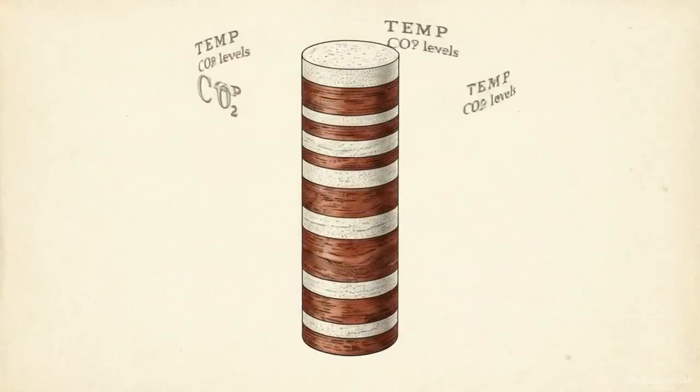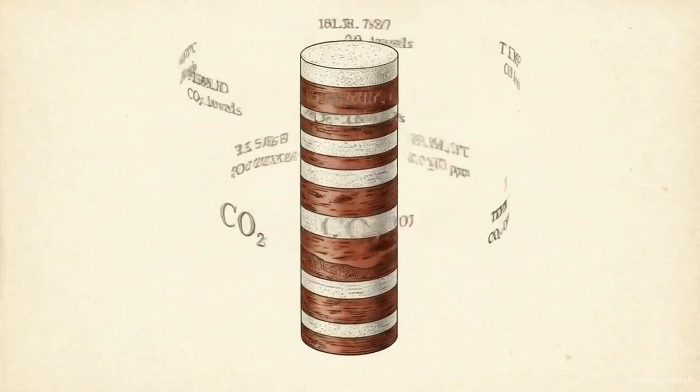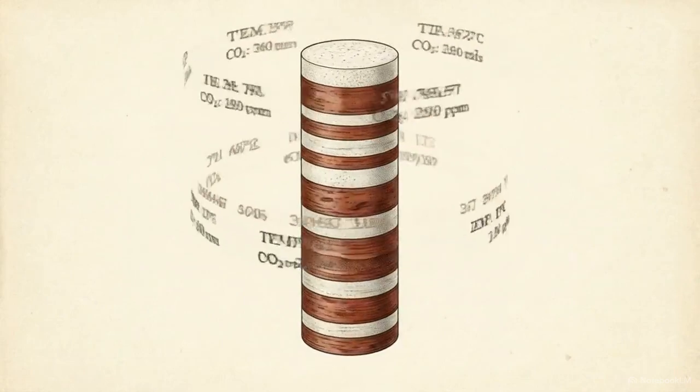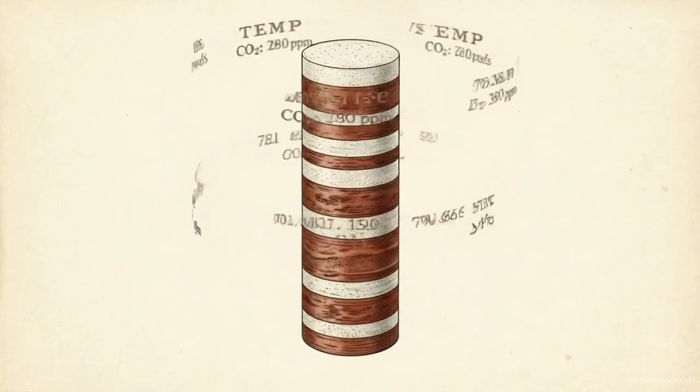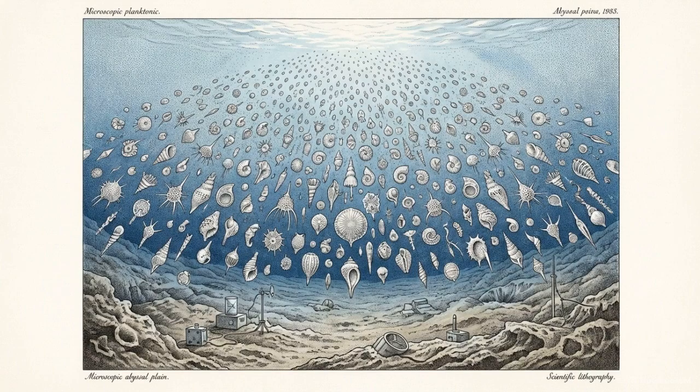By decoding these alternating layers of mud and clay, scientists possess a precise paleothermometer and CO2 gauge for Earth's ancient atmosphere. The distribution of these marine deposits forms an ongoing physical ledger of the global carbon cycle. Every layer of sediment documents the transfer of carbon from the atmosphere into the abyss, preserved across the span of geological time.